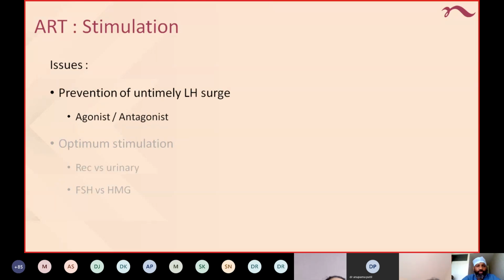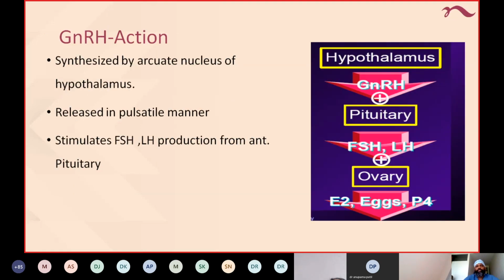So first is agonist or antagonist, prevention of LH surge. The GnRH action you all know. GnRH from the hypothalamus helps in stimulation. Pulsatile secretion will help the pituitary to release FSH and LH from the anterior pituitary. That will help in follicular growth, and subsequent growth of the estradiol, eggs, and progesterone.